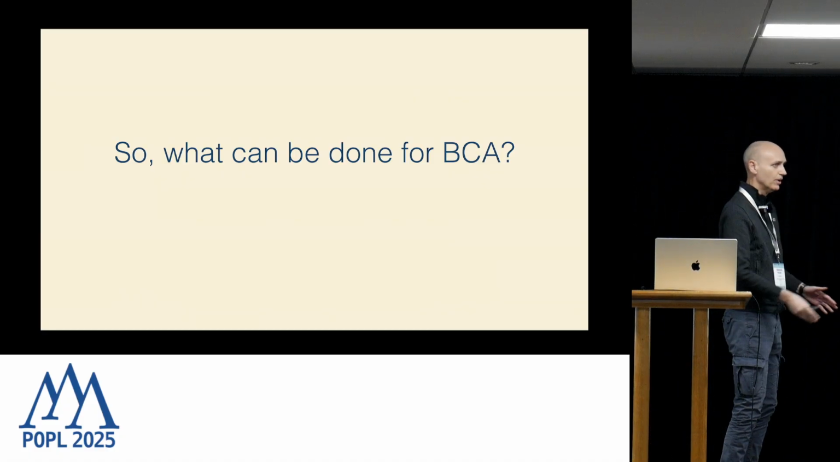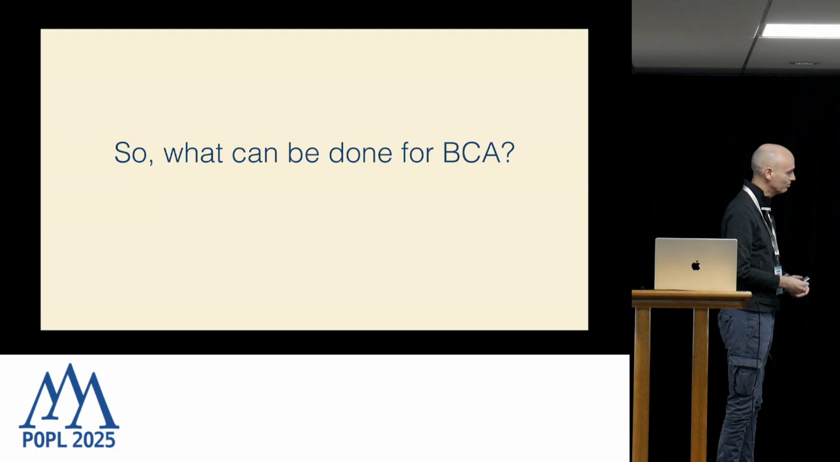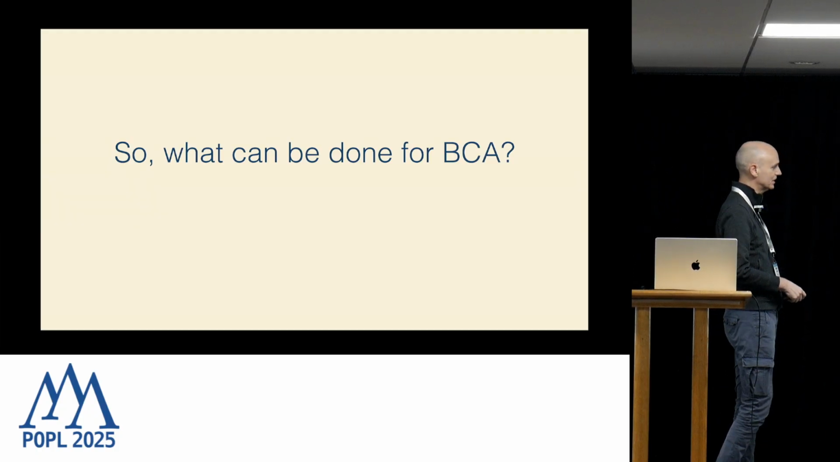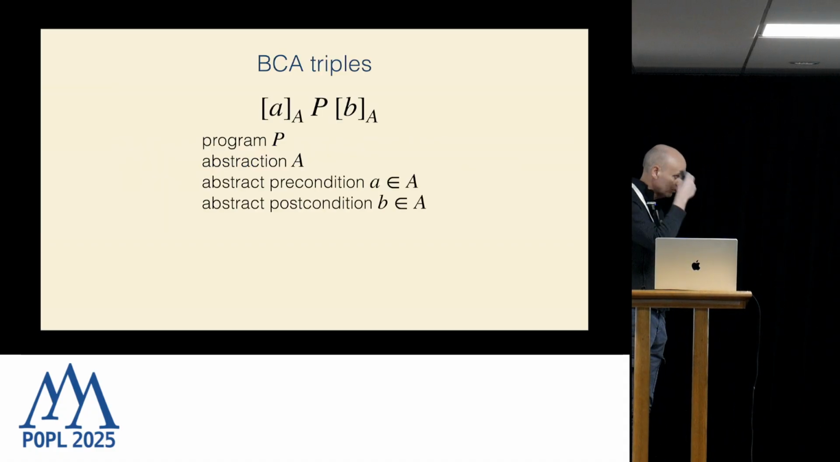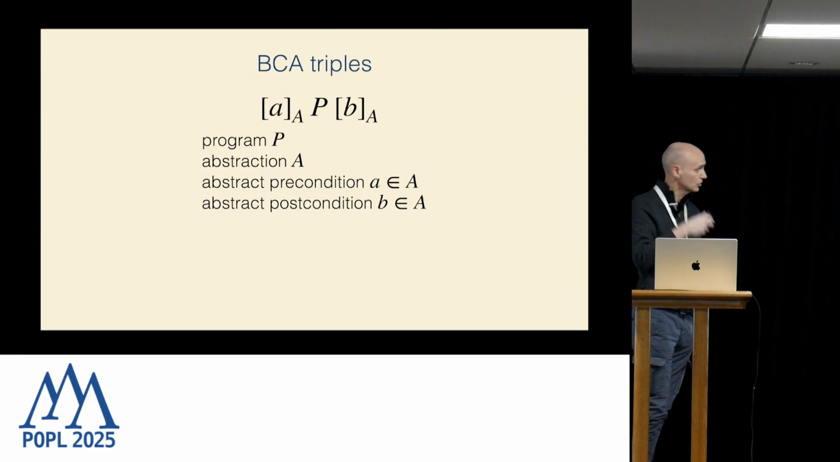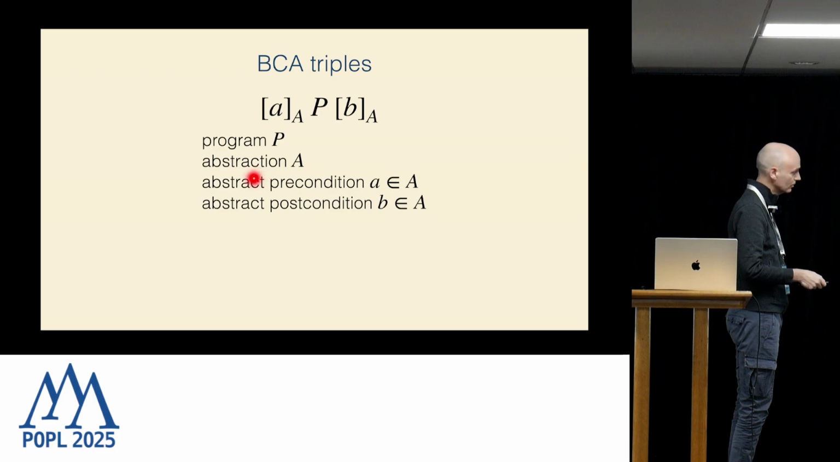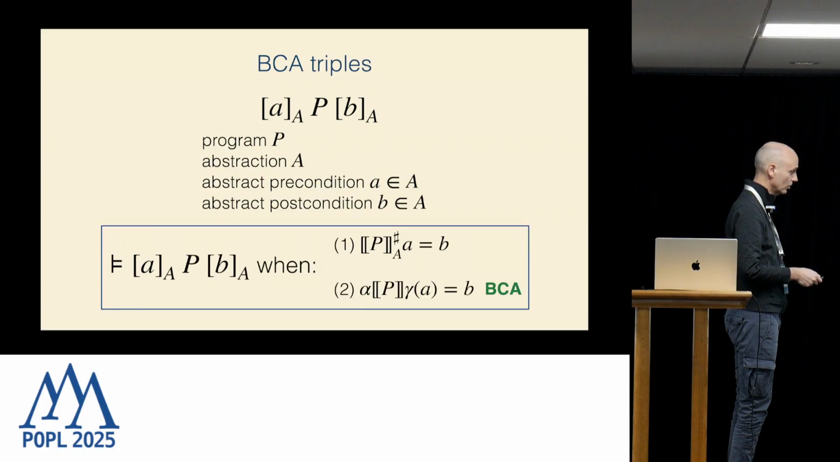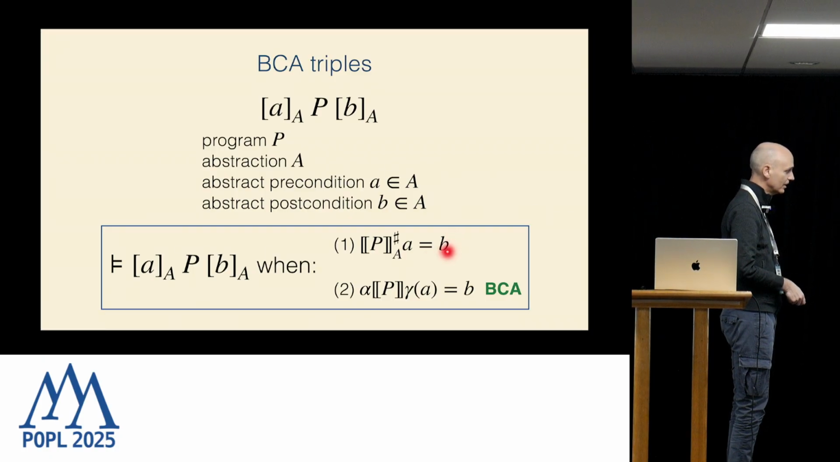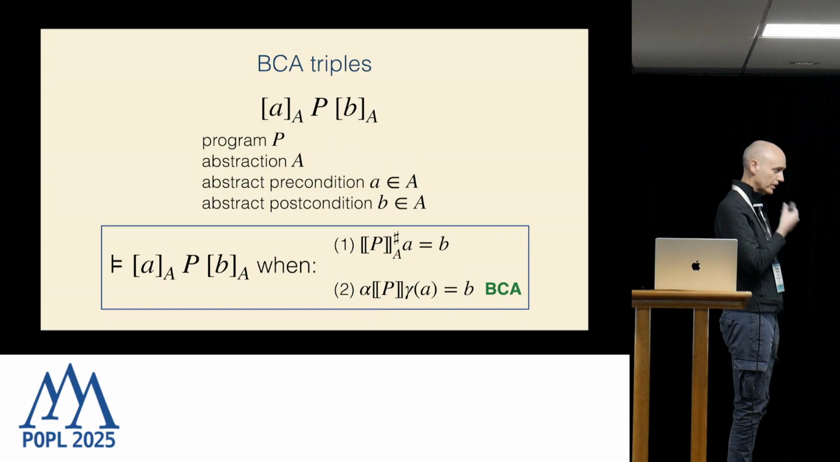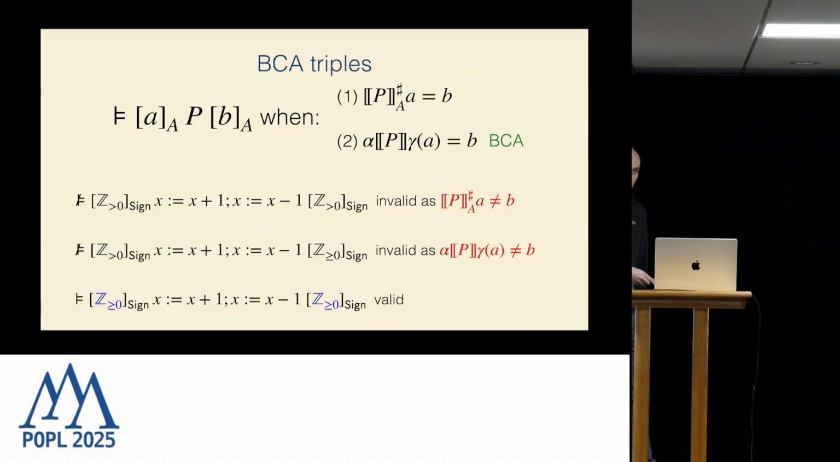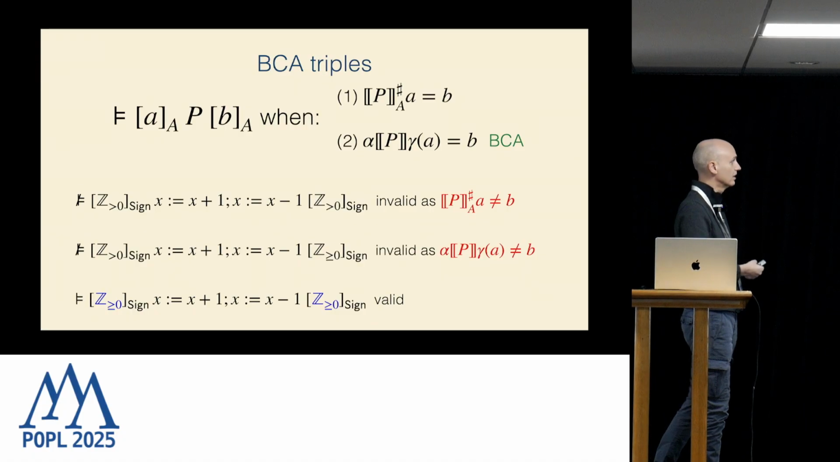Okay, so far just negative answers. So what can be done in positive for this BCA property? What we defined is a notion of BCA triple. So the abstraction is fixed, we have a program, we have an abstract precondition, we have an abstract postcondition, and the meaning of these triples, the notion of validity, is the following. The analysis of P from the precondition A is B, quite expected, but this analysis is the best you can do. So what we want is to have a system for proving the validity of these triples.